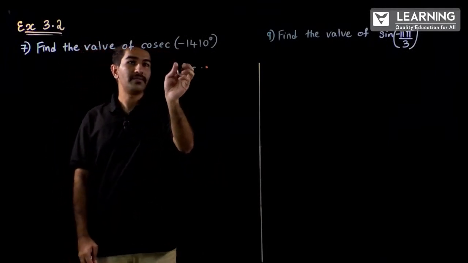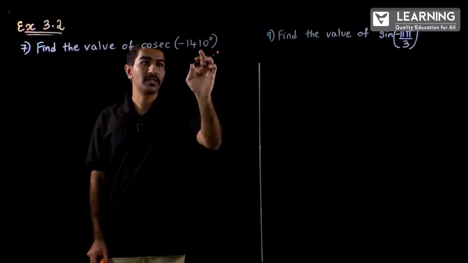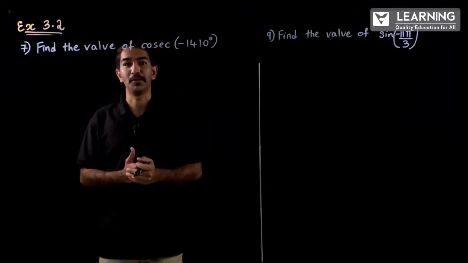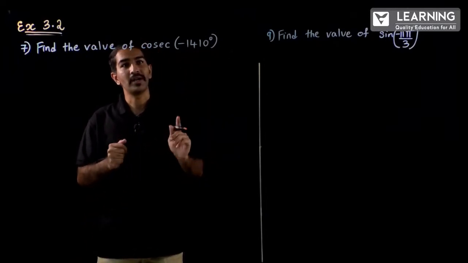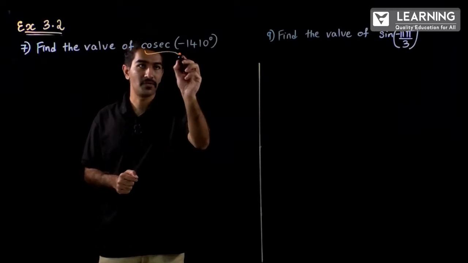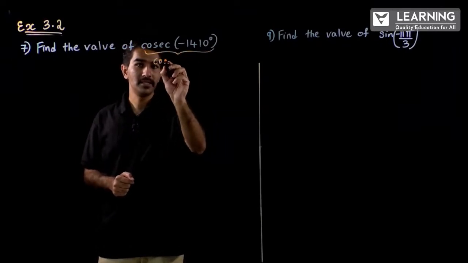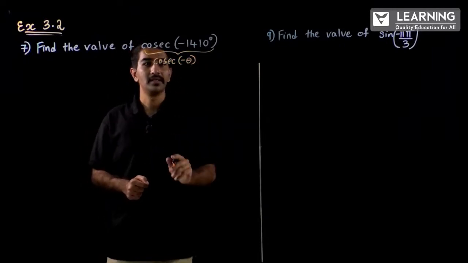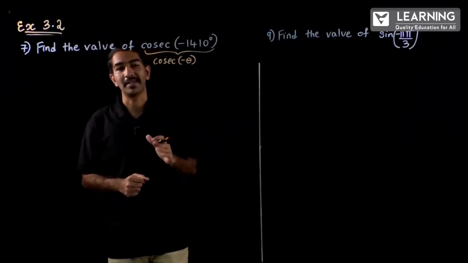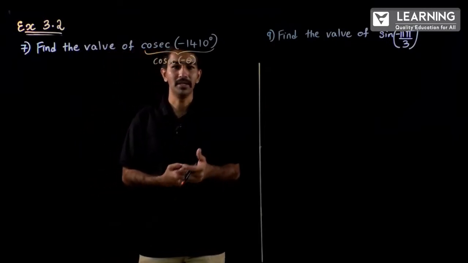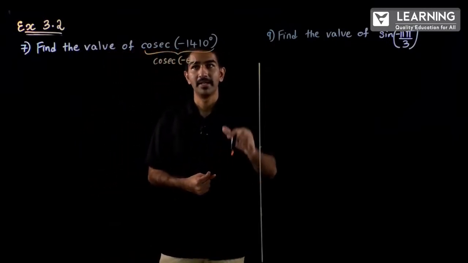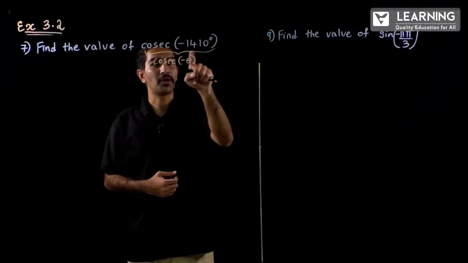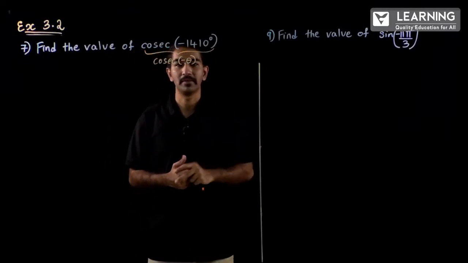Find the value of cosecant minus 1410 degrees. First of all, students, what you have to see here is, this is in which form? This is in the form cosecant of minus theta. Now students, in the synopsis, I have explained very clearly what the ASTC rule is and how we make use of it. So whenever you are given these types of problems, we will be making use of the ASTC rule.